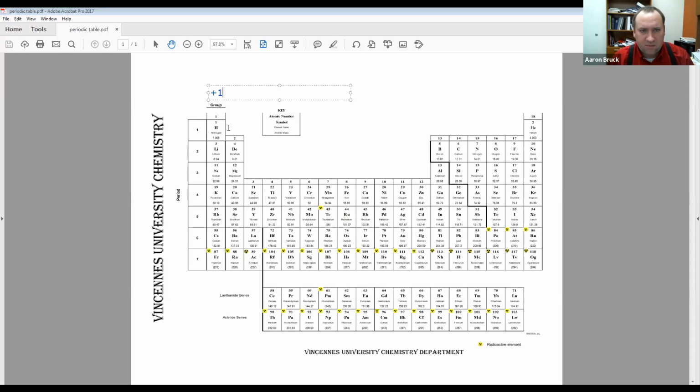The alkali metals make a +1 charge, a +2 for the alkaline earths, a +3 for the boron group, a -3 for the nitrogen group, a -2 for the oxygen group, a -1 for the halogens, and no charge on the noble gases.